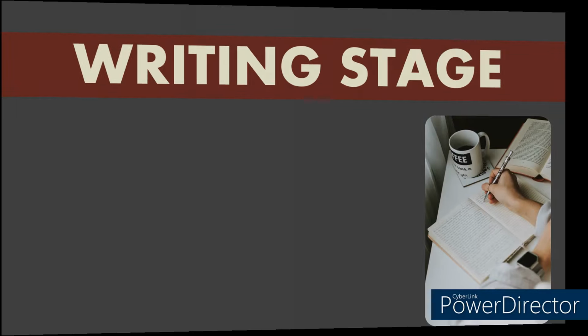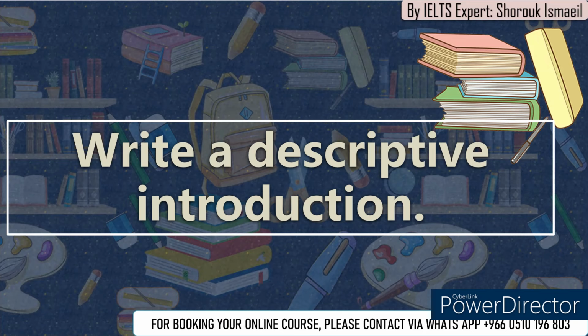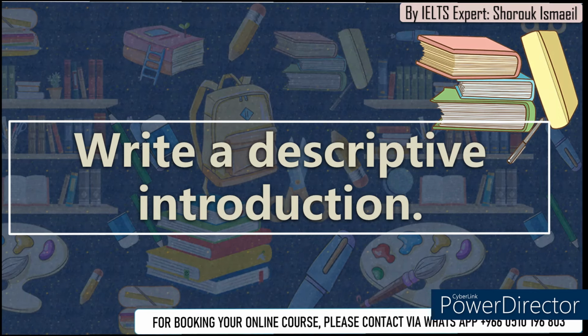Writing stage. Step 3. Write a descriptive introduction. What should you think about before you start writing? You need to ask yourself, what is the main purpose of this chart, table, or graph that is given to me? What is the purpose that I need to mention in my writing? State what the chart, table, or graph shows in your own words, then consider how to organize your ideas.